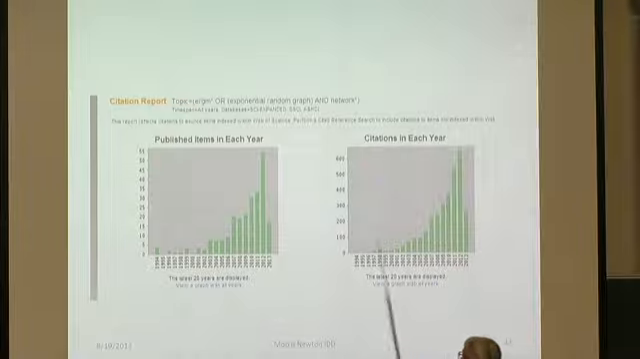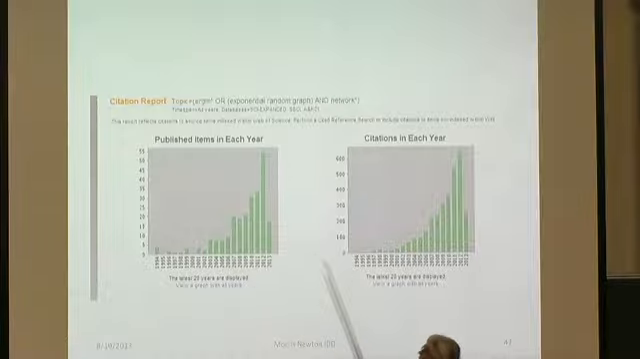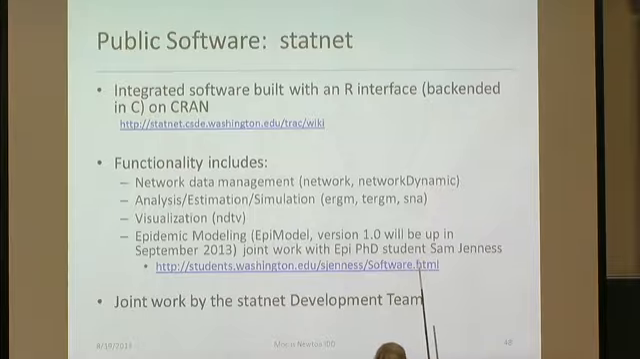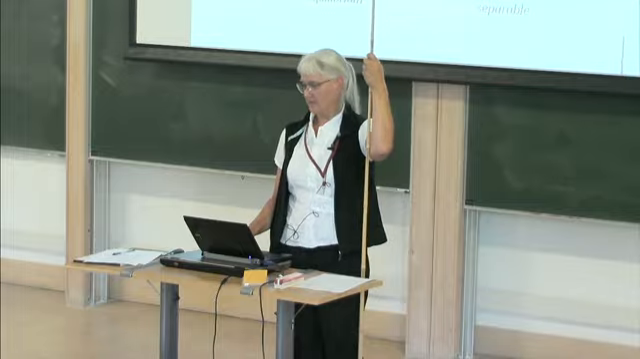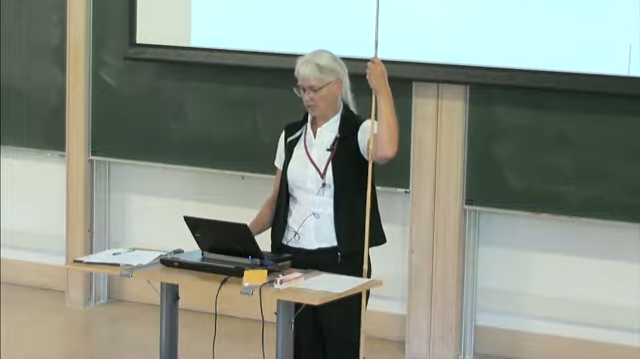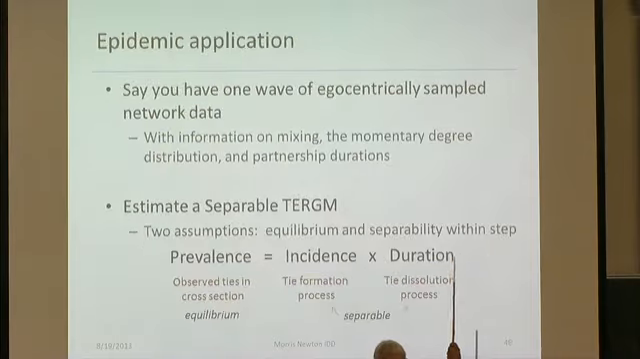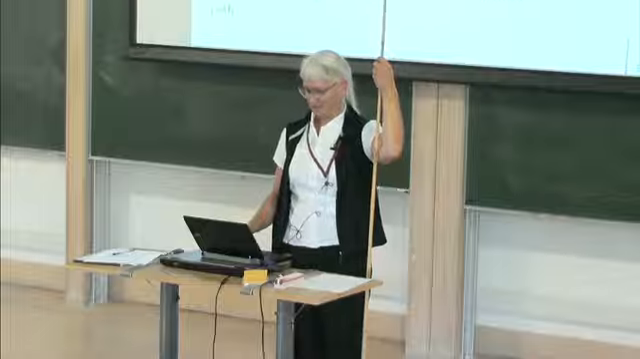So this is what the published items using ERGMs and the citations to those look like. This is clearly on a rather nice upward trajectory. There's some public software from our team called StatNet. It's all up on CRAN. Functionality includes data management, analysis, estimation, simulation, visualization, and network movies that are a lot of fun, which I don't have time for here. And we now have not only an epidemic application, but an epidemic modeling package, which will be put up at the end of this month, actually. So I'm excited about that. I'm not going to go through all that.